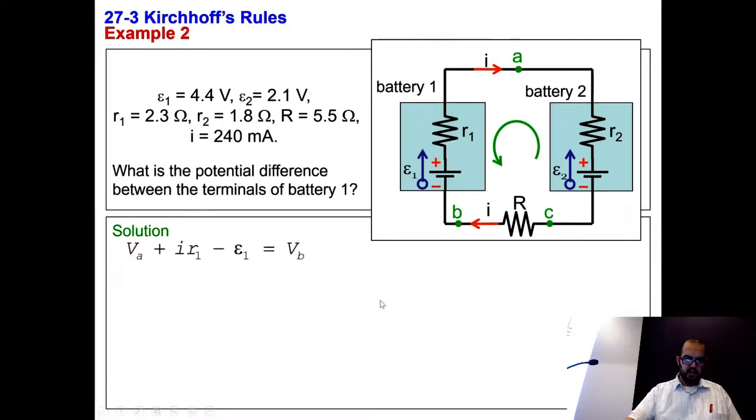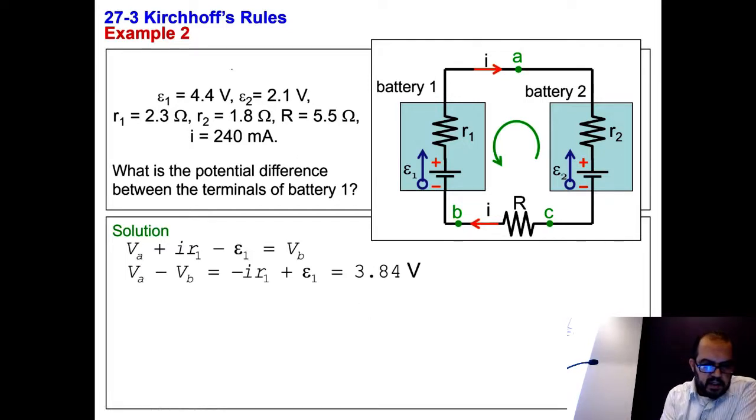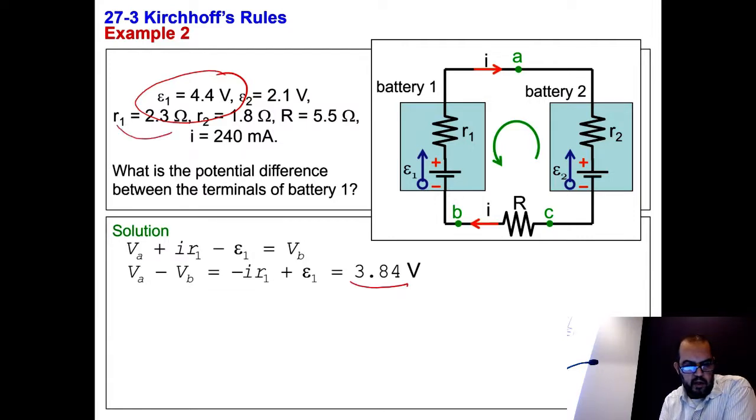And the second question, we took the same path, VA minus R1I minus epsilon 1 is equal to VB, and we get VA minus VB is 3.84 volts. Makes sense, because the EMF has 4.4 volts, but that's not what we're going to get, because some of the voltage is lost through the internal resistance, so we get something less than that. Actually, R1 is 2.3 ohms. That's quite high compared to the other resistances in the circuit.